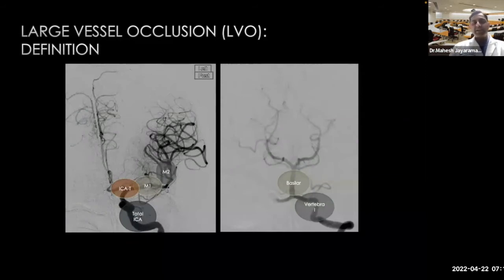Generally speaking, we think of ELVO or large vessel occlusion in the anterior circulation involving the ICA, either the total ICA or just at the terminus, the M1 segment of the middle cerebral artery, M2 segments proximally of the middle cerebral arteries, and then in the posterior circulation, the vertebral and basilar systems.